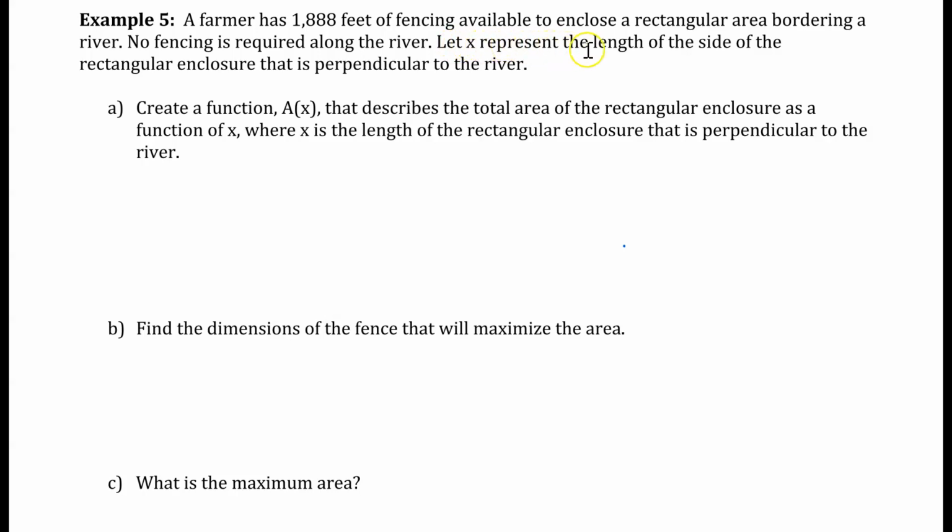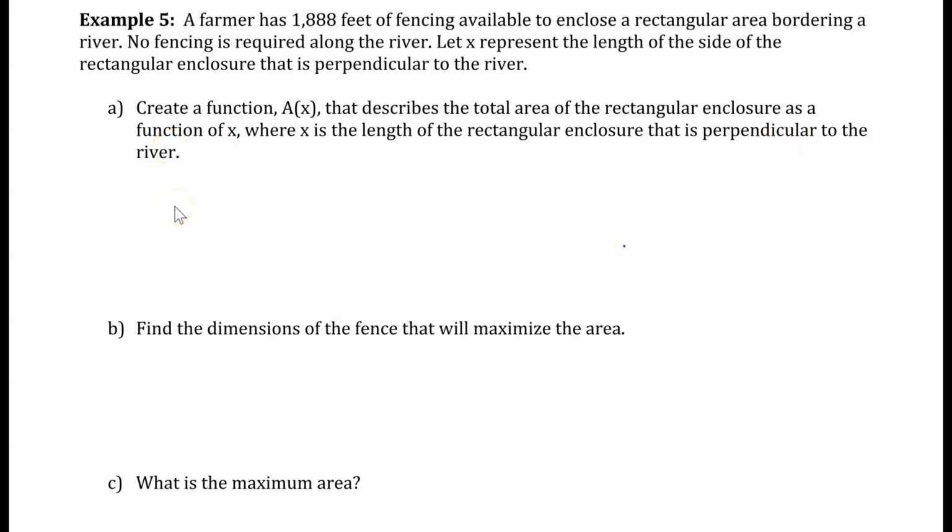Let X represent the length of one side of the rectangular enclosure that is perpendicular to the river. Create a function A(x) that describes the total area of the rectangular enclosure as a function of X. Now, X here is the length of the rectangular enclosure that is perpendicular to the river.